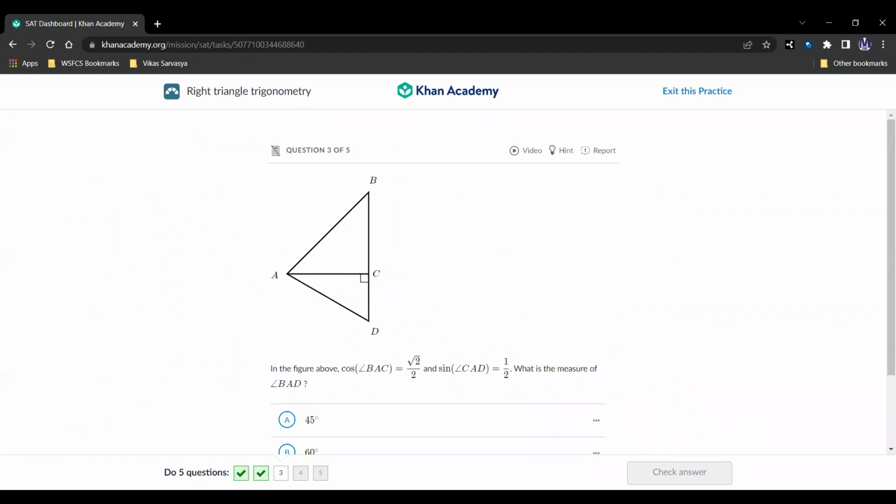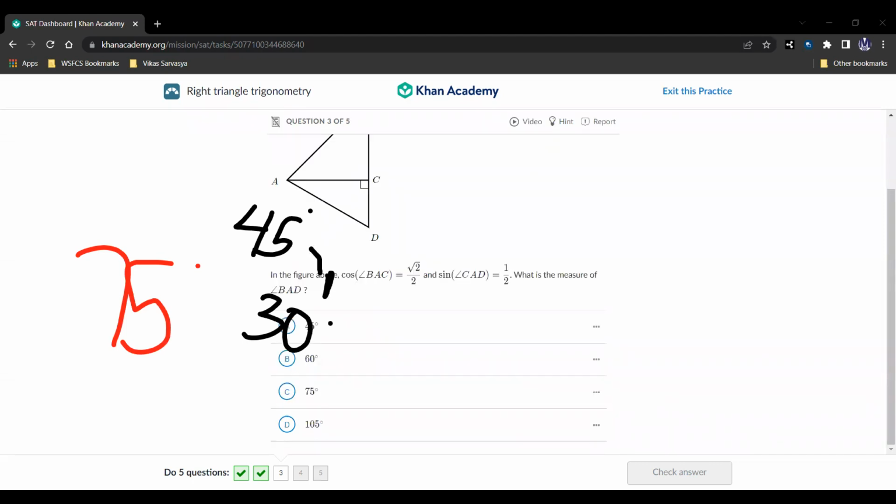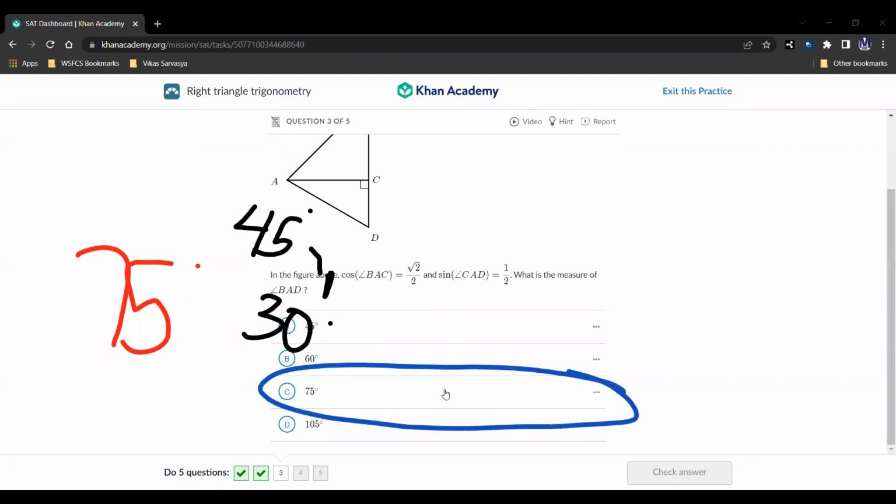Let's get on to it. The figure above: cosine of BAC is going to be root 2 over 2, and sine of CAD is going to be 1/2. What is the measure of BAD? Cosine of BAC is root 2 over 2, then BAC is going to be 45 degrees. And if sine of CAD is 1/2, then CAD is going to be 30 degrees. So total, our answer is then going to be 75 degrees, which we can see here is answer choice C. And we can move on to the next question.